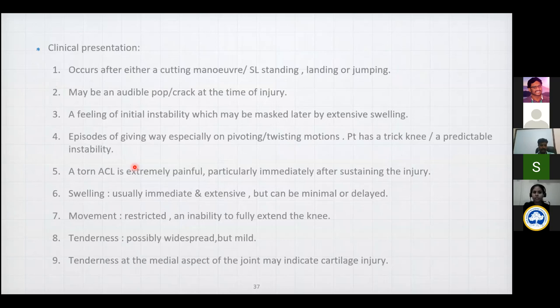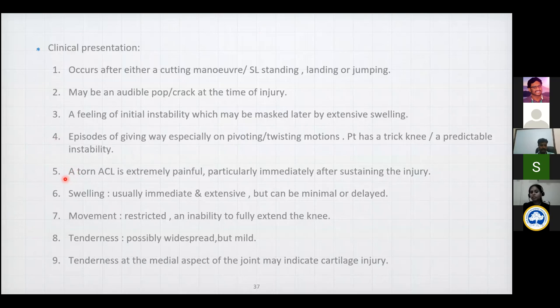Clinical presentation occurs after either a cutting maneuver or single leg stance, landing or jumping. Maybe an audible pop or crack at the time of injury. A feeling of initial instability, which may be masked later by extensive swelling. Episodes of giving way, especially on pivoting, twisting motions. Patient has a trick knee or predictable instability. Mostly we see while walking, they have a buckling of knee. While coming down the stairs, there's buckling of knee.